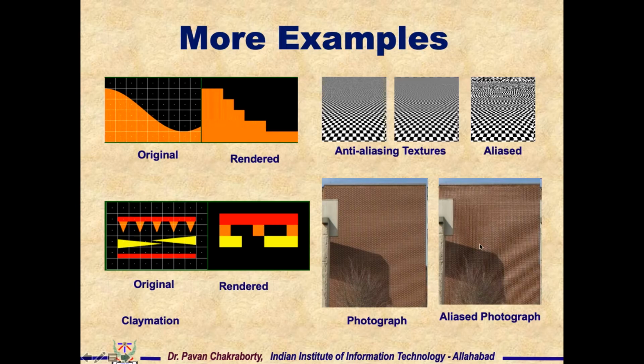So here I have a photograph where it has been pixelized. Because of the pixels, you see the aliased effect in the photograph, and this shows the aliasing effect removed from the photograph.